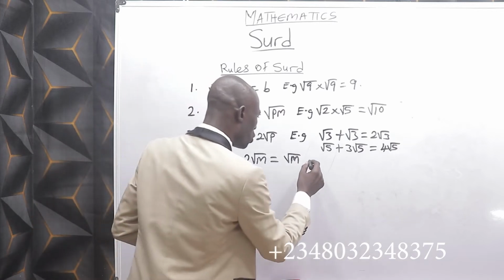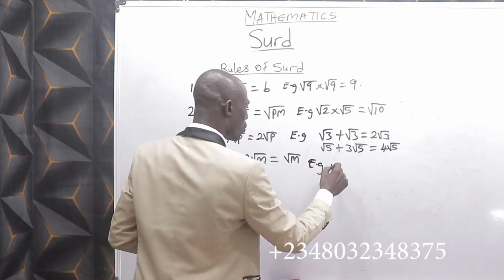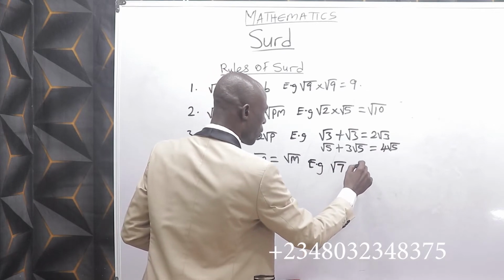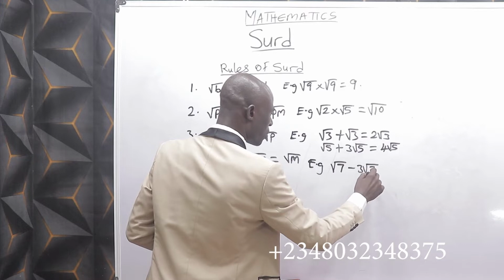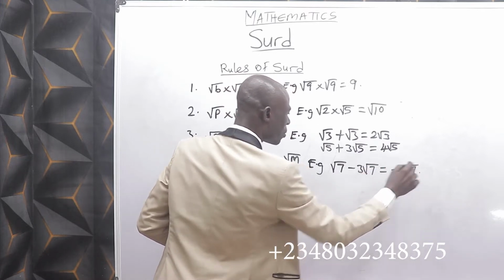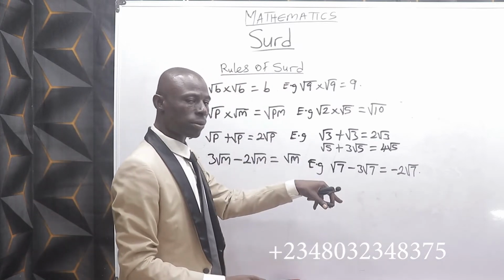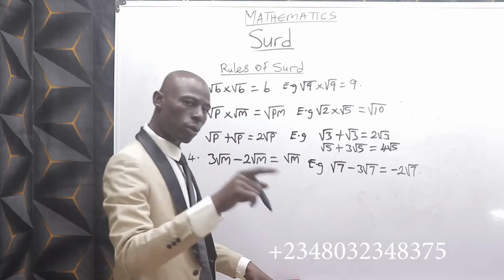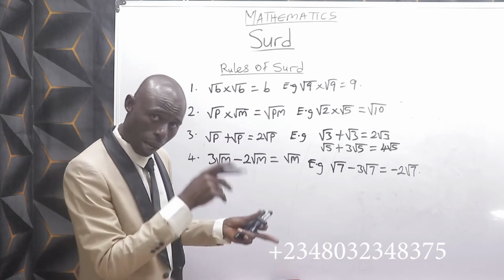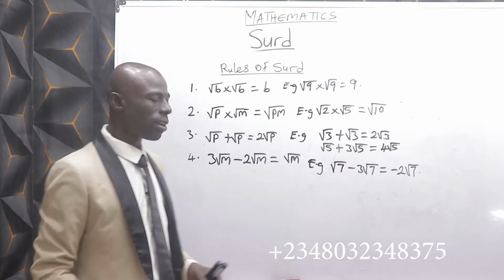So, for example, you have root 7 minus 3 root 7. That gives minus 2 root 7. Hope you understand how. 1 root 7 minus 3 root 7. Just take 1 minus 3. What is 1 minus 3? 1 minus 3 is minus 2. So that gives you minus 2 root 7.